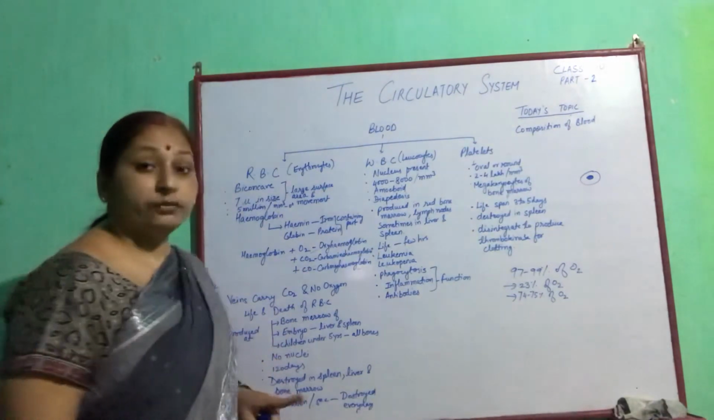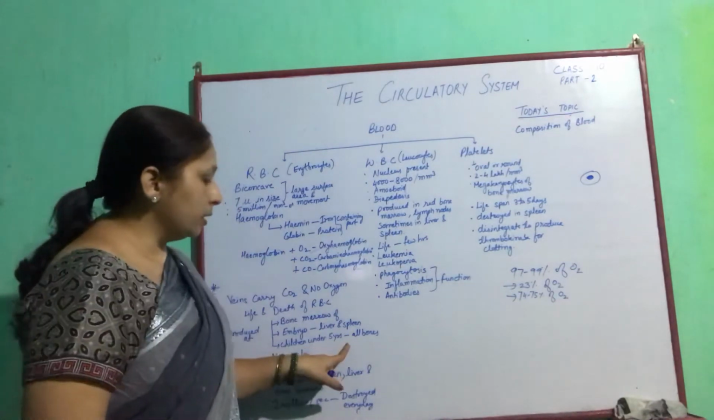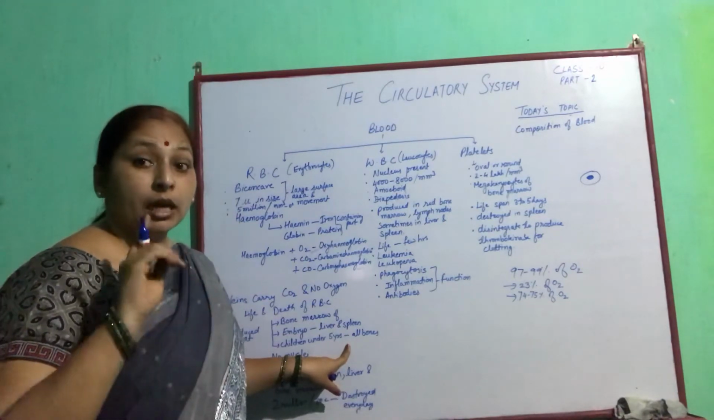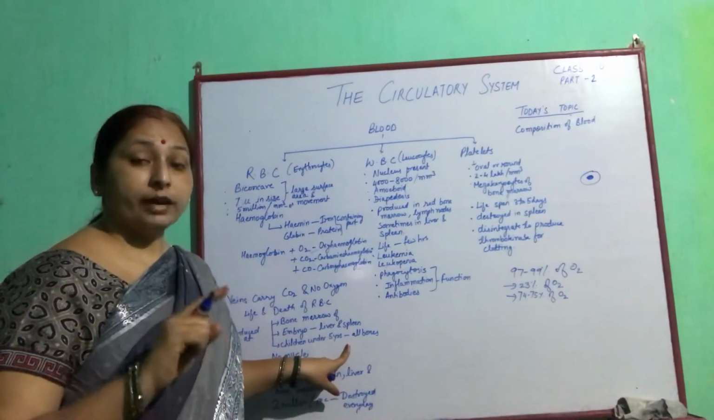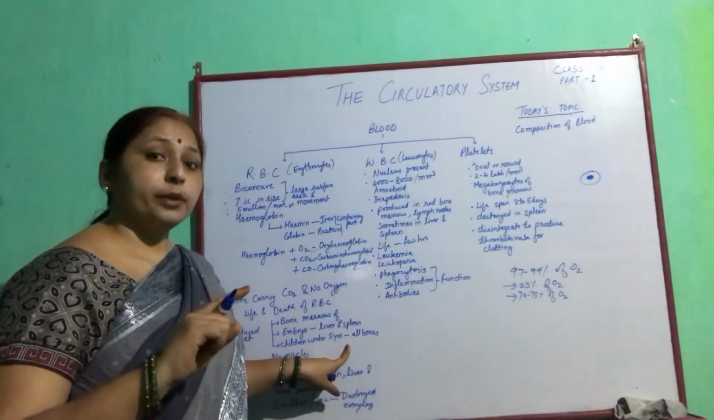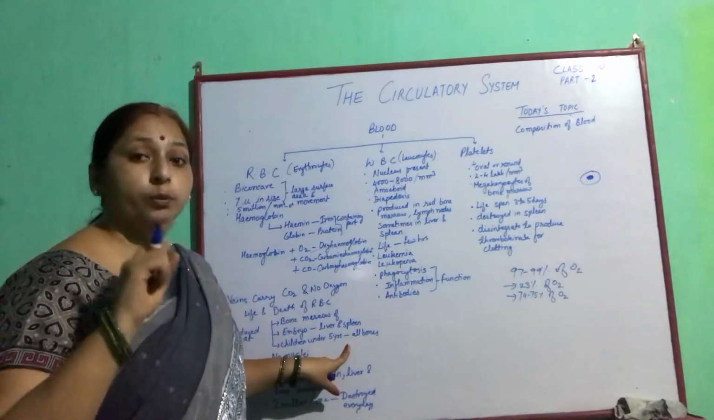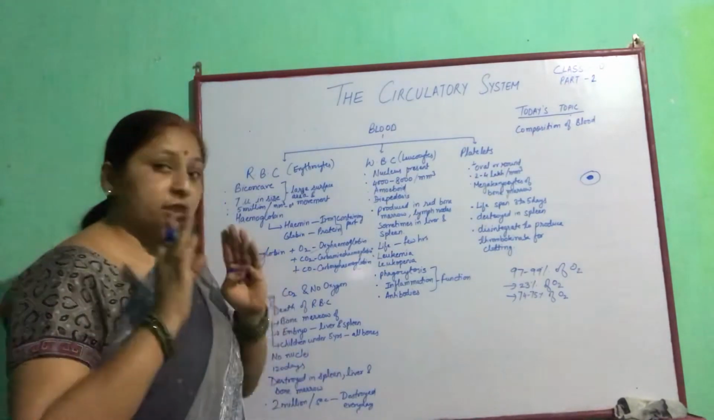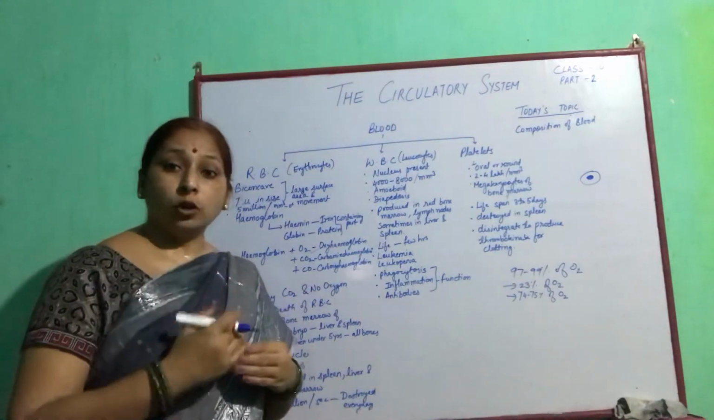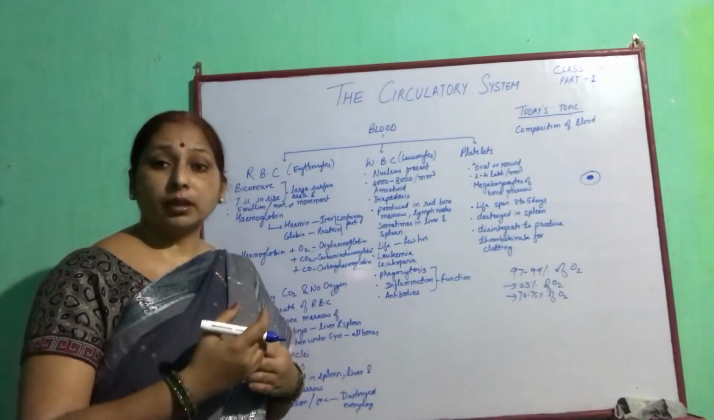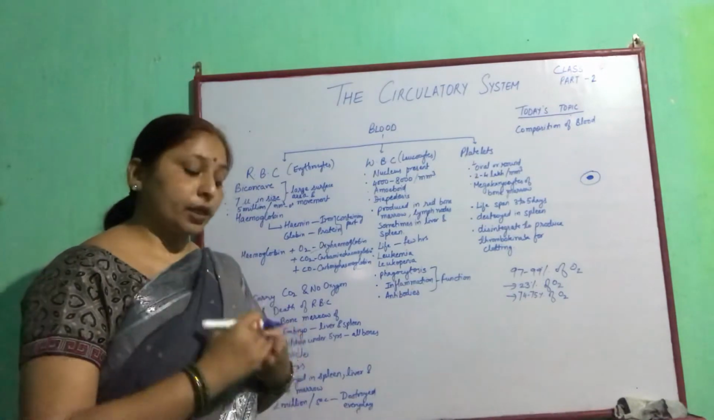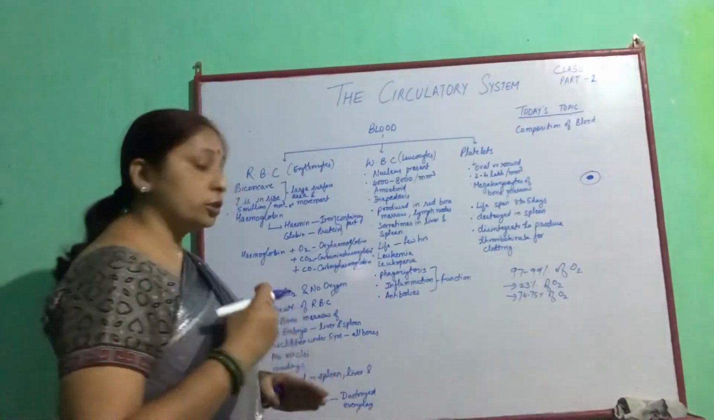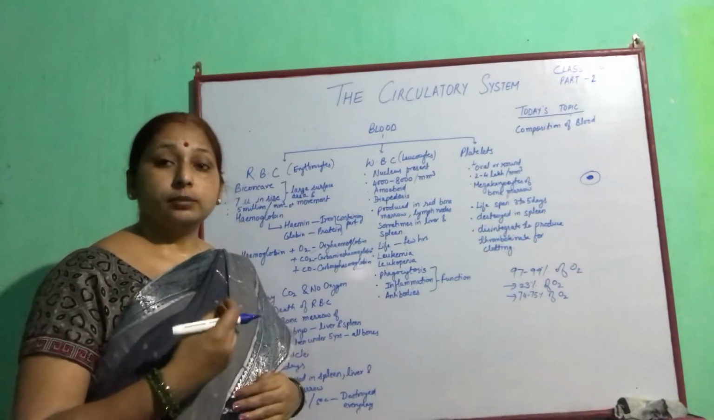In children under 5 years of age, RBCs are produced in the bone marrow of all the bones of the body. So this is a change. In an adult, it is the bone marrow of all long bones, breastbone, rib bone, and ilium of the pelvic girdle. In the embryo, it is produced in the liver and spleen. In children under 5 years of age, it is the bone marrow of all the bones.